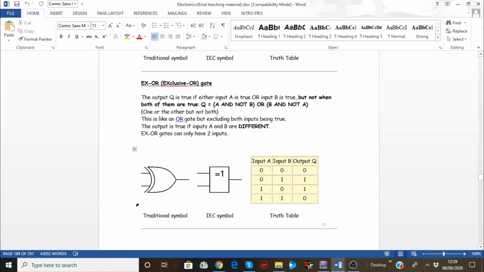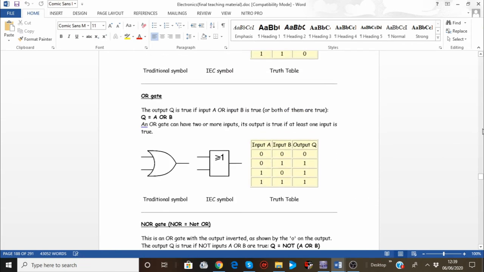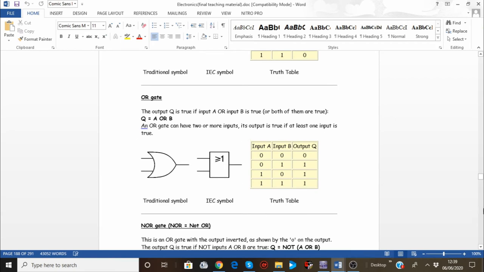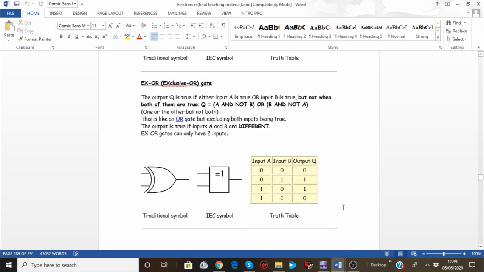Another important gate is exclusive OR, or XOR. The difference between this and OR in the symbol is just this second crescent here, and as far as the British symbol, you have equal one, whereas here you had greater or equal one. As far as the truth table, the conditions of the A and B inputs are the same as before, 0101 and 0011.